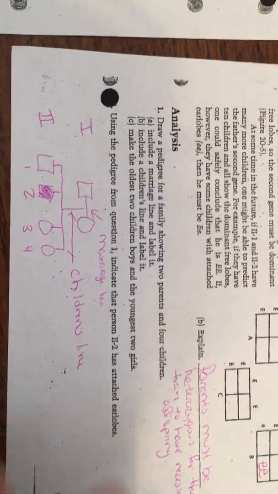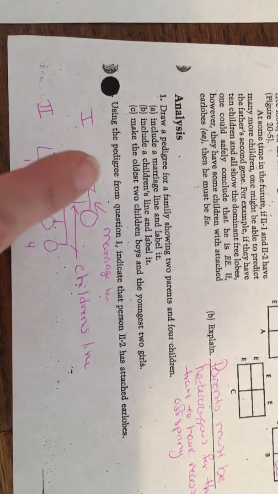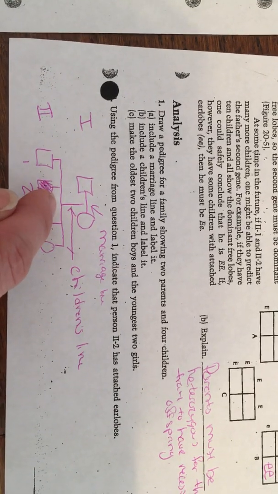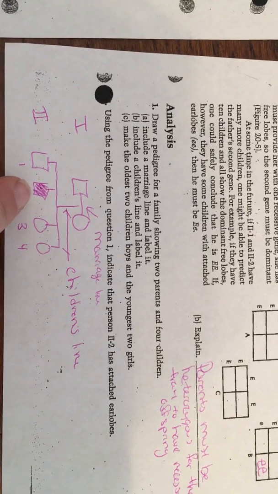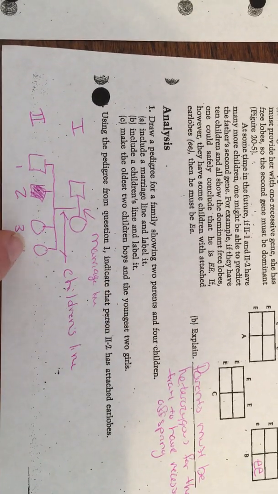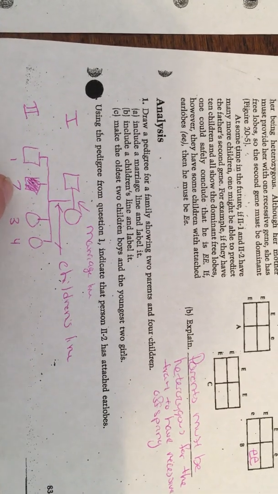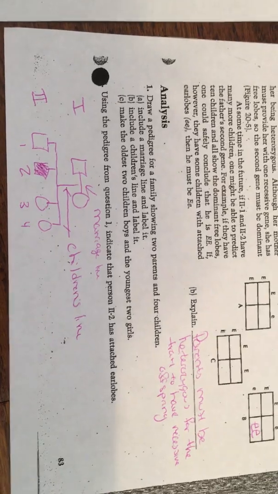Then in the analysis, it asks you to try to draw your own and label it. So we have our dad and mom with their marriage line. We have the children line coming off of that. And it said the 2 oldest children are boys. So I've drawn squares. The 2 youngest are girls. And then using the pedigree, indicate that generation 2, person 2, has attached earlobes. And so I shaded in that box.